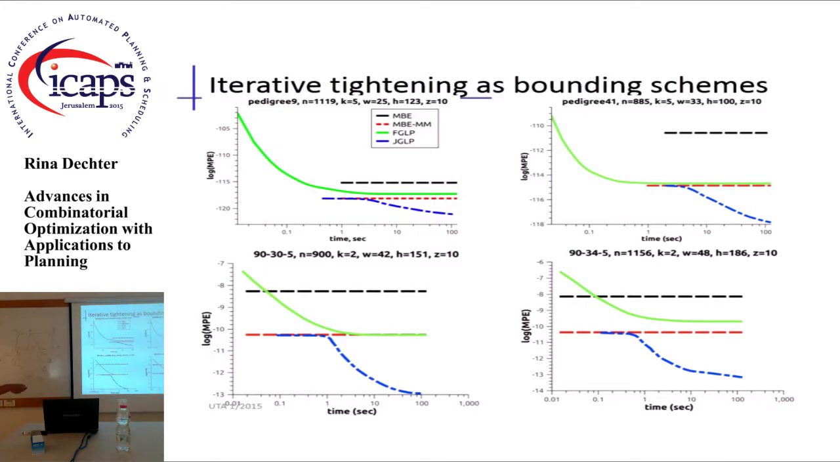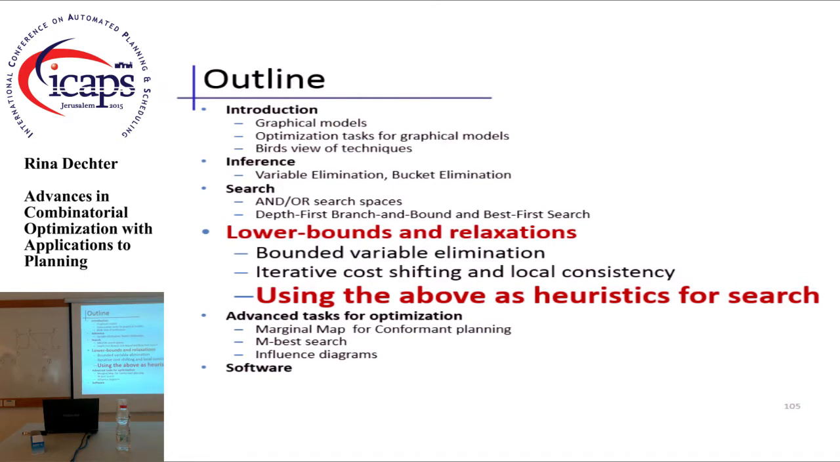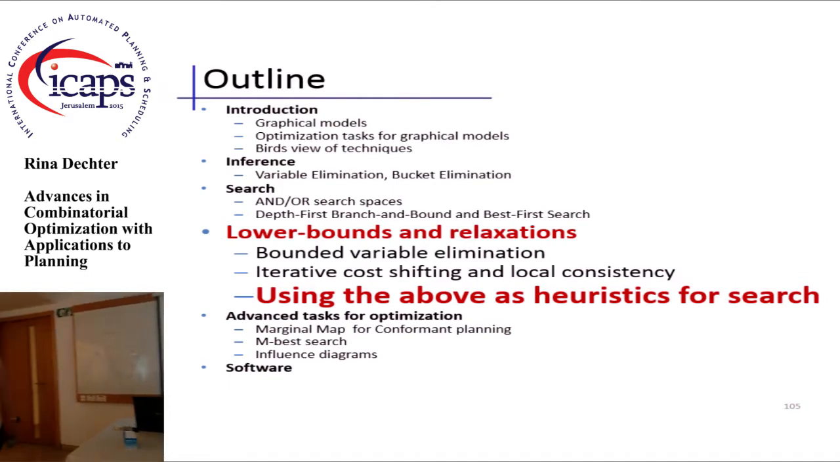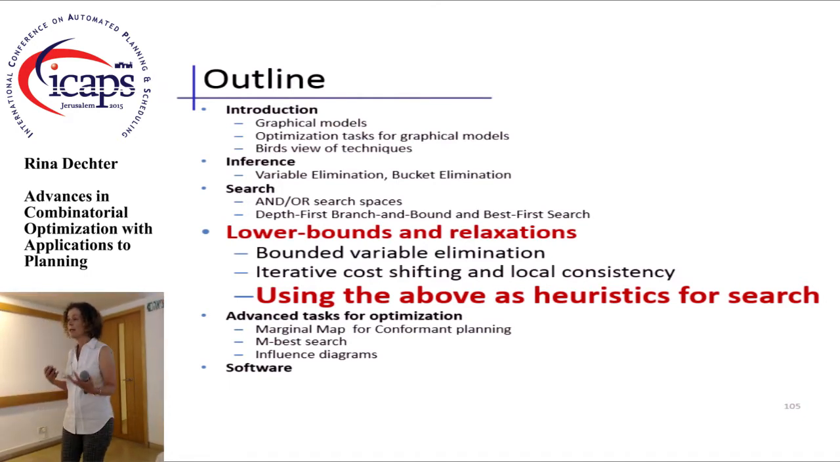And this is theoretically, and you can see it over all the instances. So definitely we see that this really pushes the bounding scheme significantly. Especially the MBEMM is quite appealing because it's much better than MBE and it's very fast. So the next thing is how to use this bounding scheme within heuristic search.